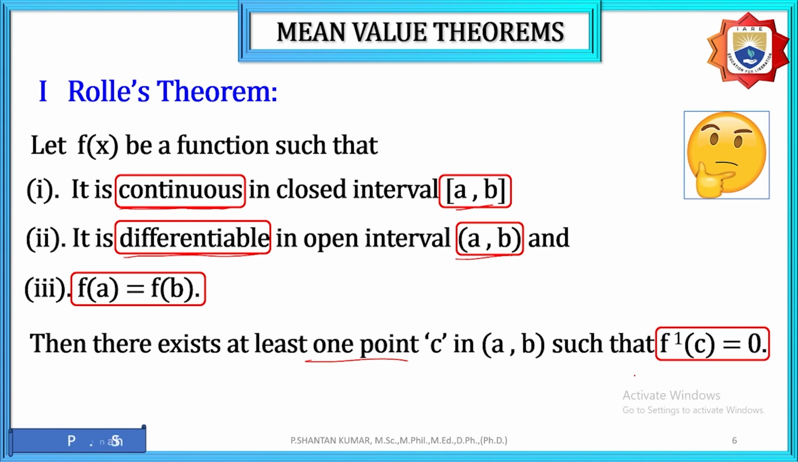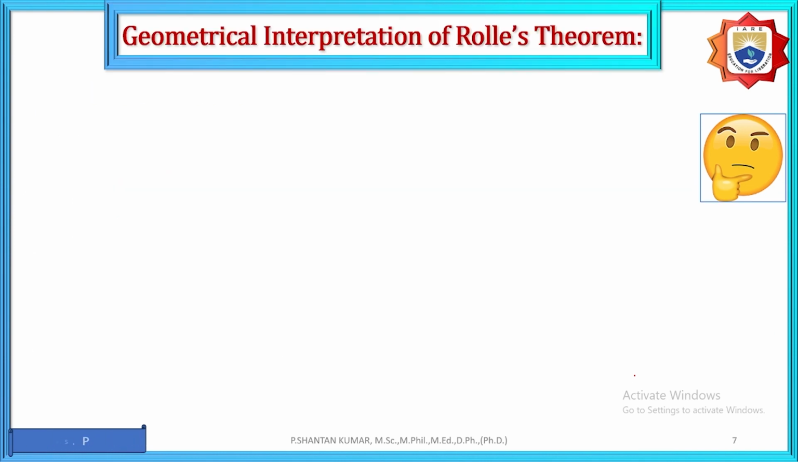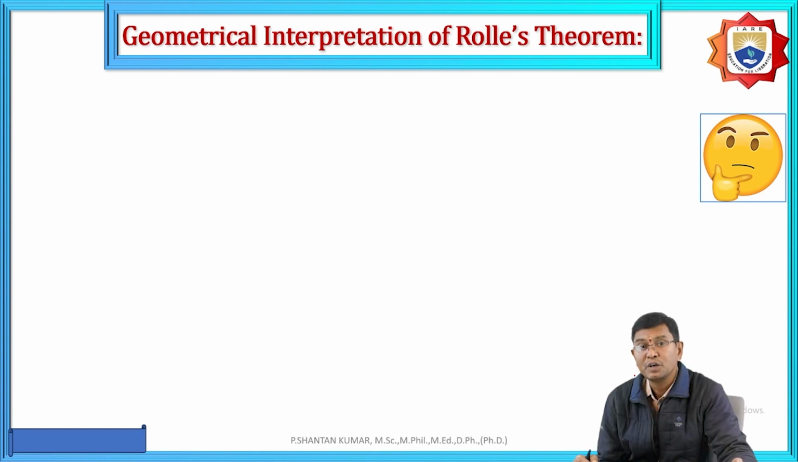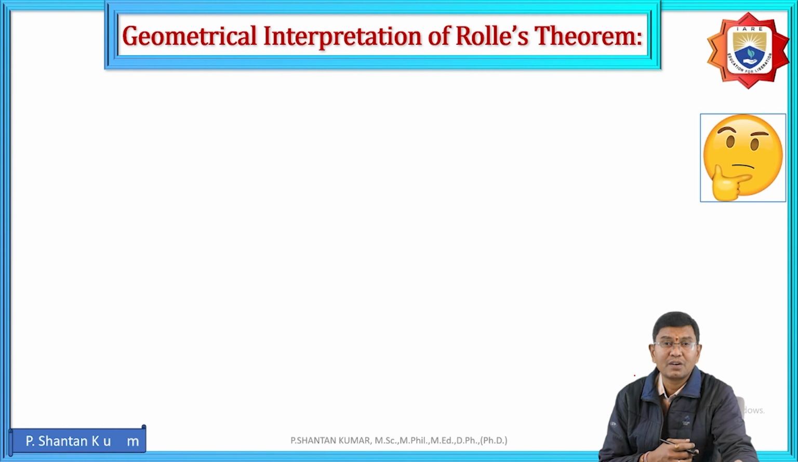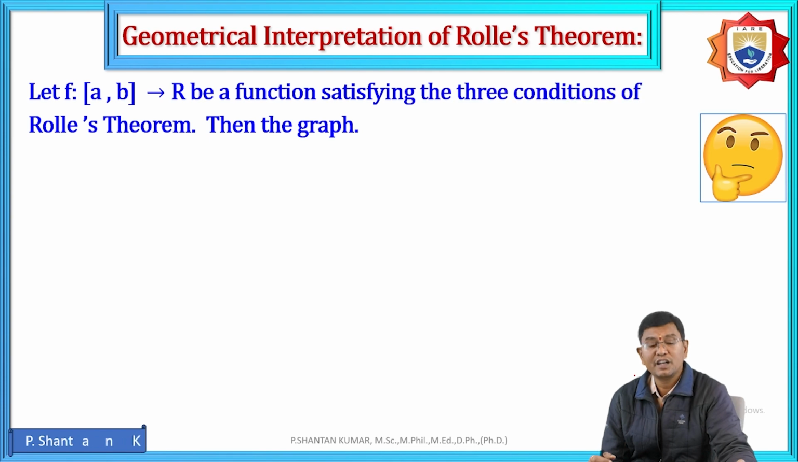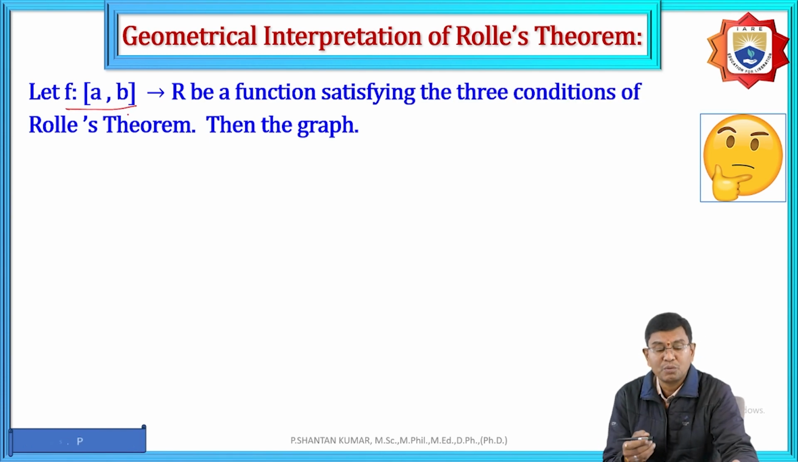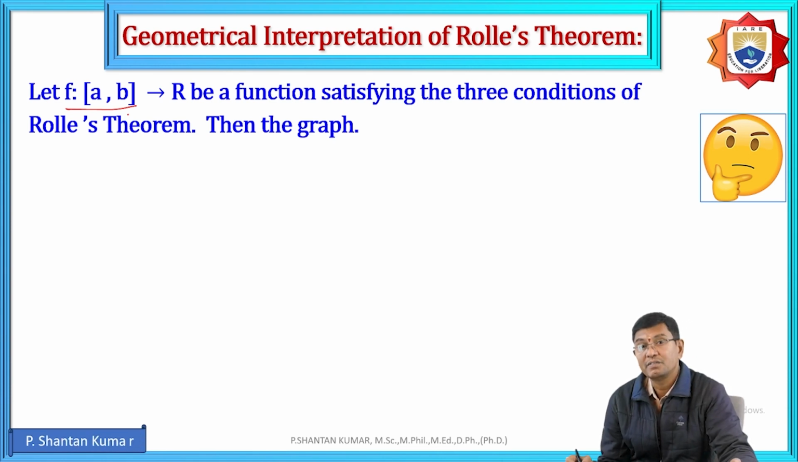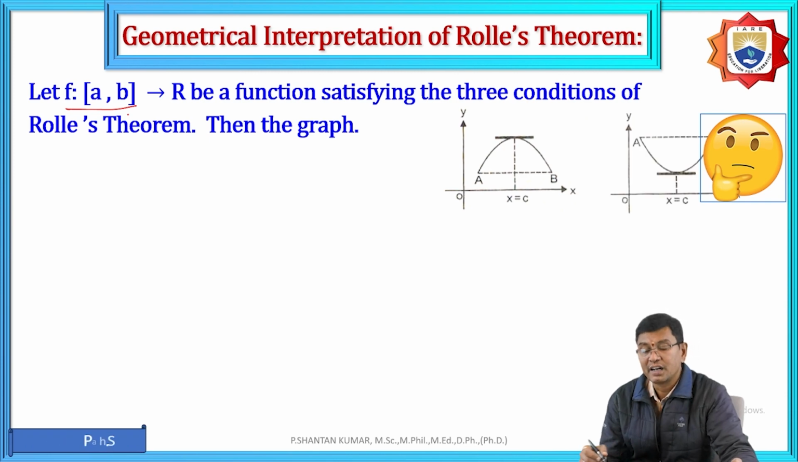And further, what is the geometrical application of Rolle's theorem? According to the definition, based upon the statement of Rolle's theorem, how do we define it geometrically? Let f be a function from a comma b to R satisfying the three conditions of Rolle's theorem. Then graphically, we need to explain the geometrical meaning, that is the graph of the function. For example, while we draw the graph, we are going to observe it here.